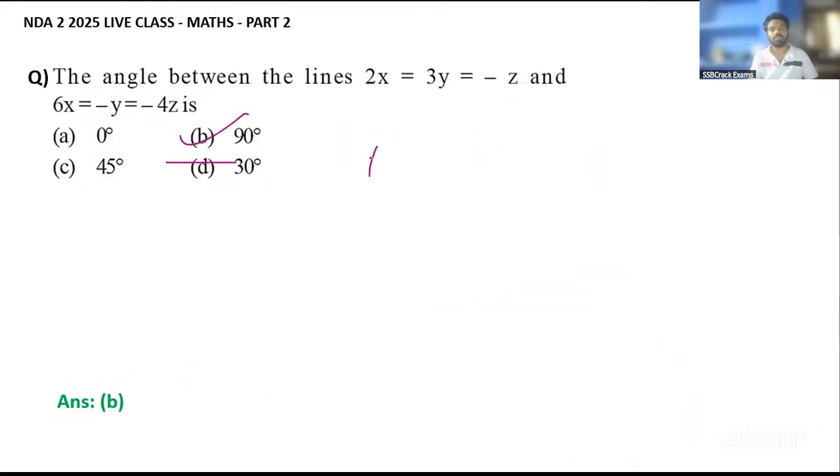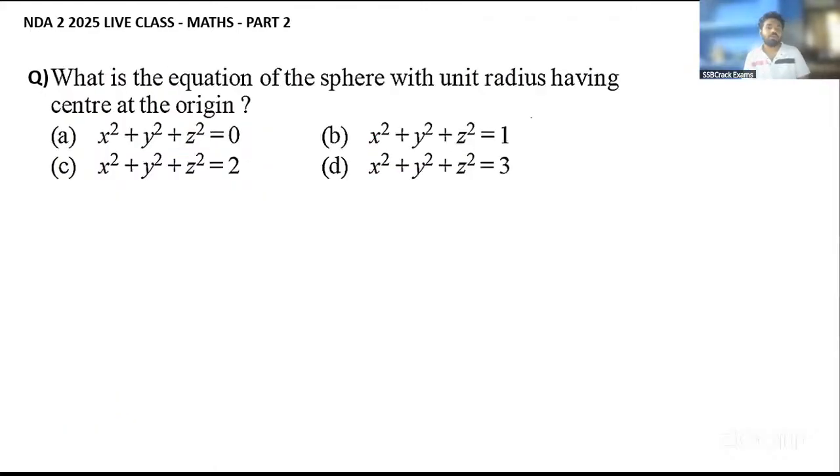I have told you pi radian is equal to 180. What is the equation of a sphere with unit radius having center at origin? You know it is option number B. Nothing big.